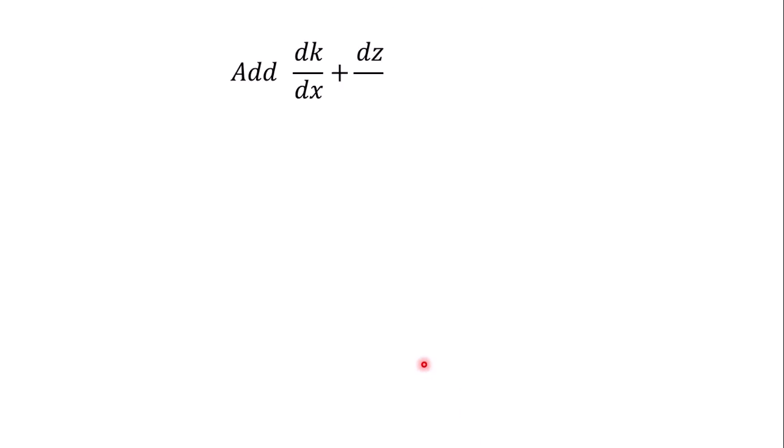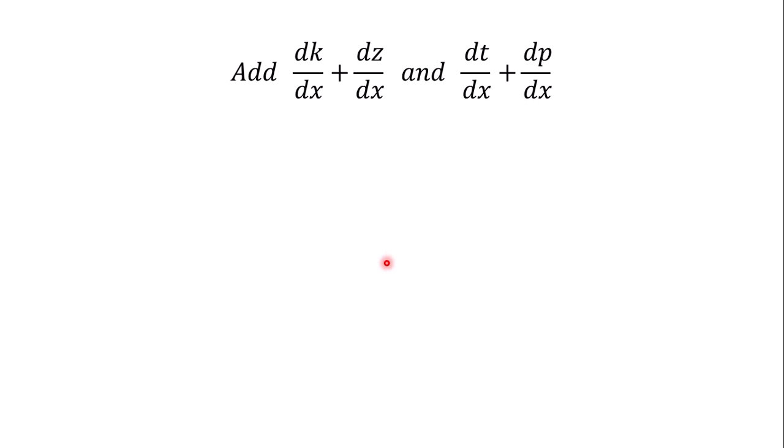So add, instead of a plus b, I'm writing this one so that you know what I'm referring to. So add dk over dx plus dz over dx. When I say this one, you know the answer to this one, you also know the answer to this one. So the answer to this and that is what I'm talking about. Okay, so let's add them.